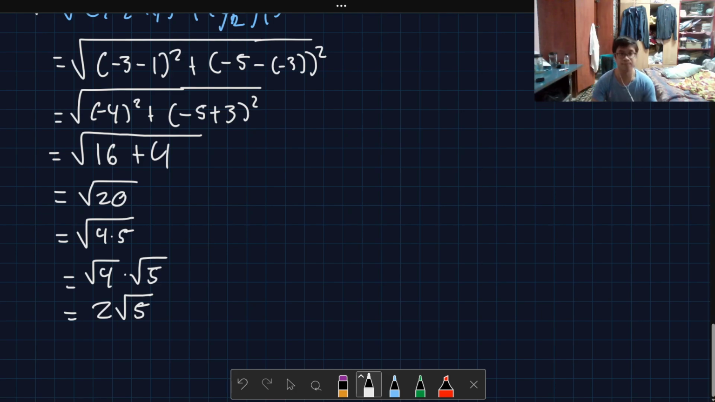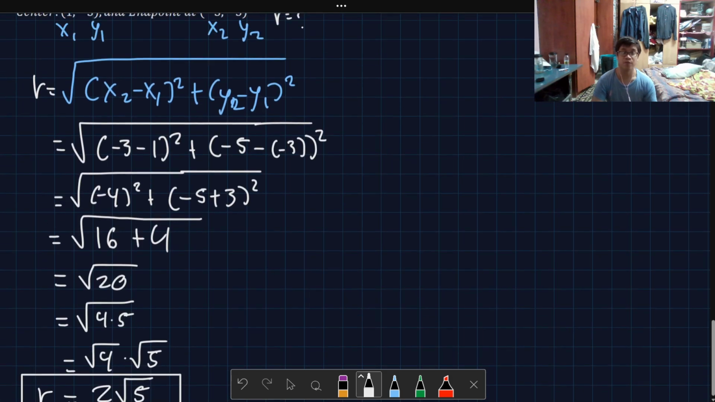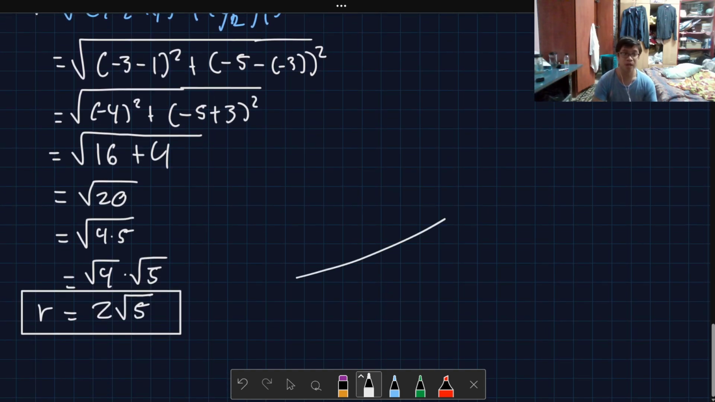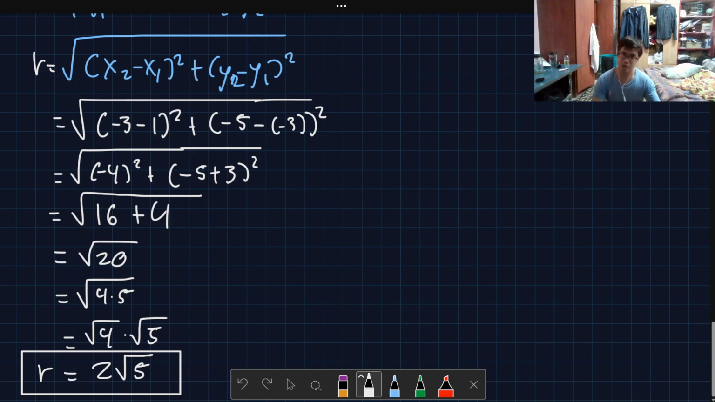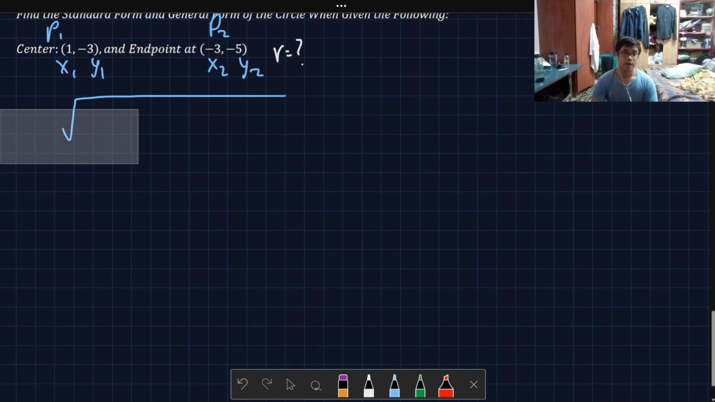Okay. So that is the length of your radius. No need to divide by 2, okay? We're not going to divide it by 2 because here, we're looking for the distance between the center and an endpoint. An endpoint is basically a point on the curve. So get the distance between the two, and you will have the length of the radius. So don't divide it by 2, okay? With that being said, we can now find the standard form, all right? Let me just erase this.